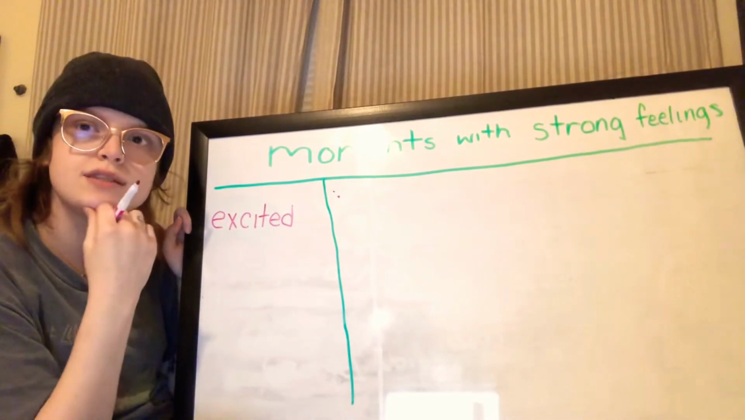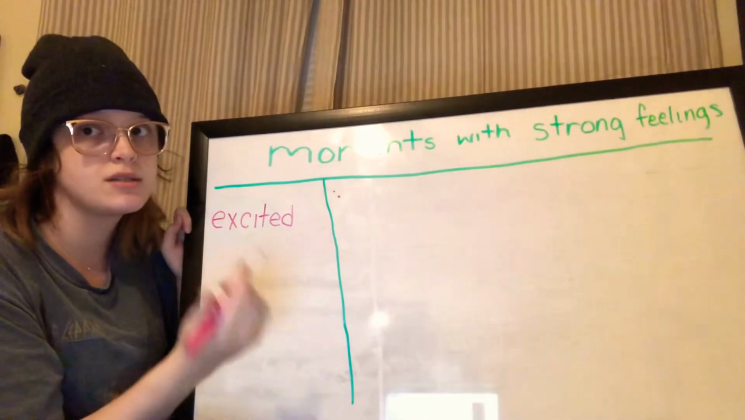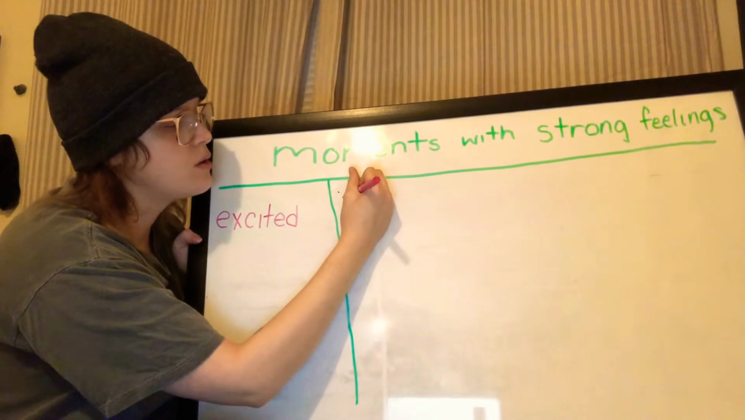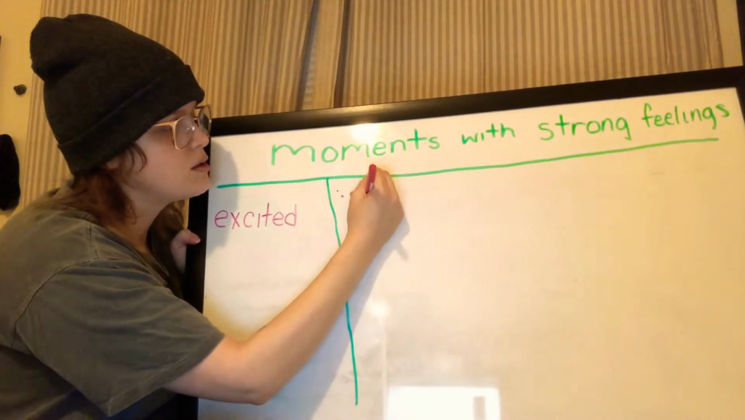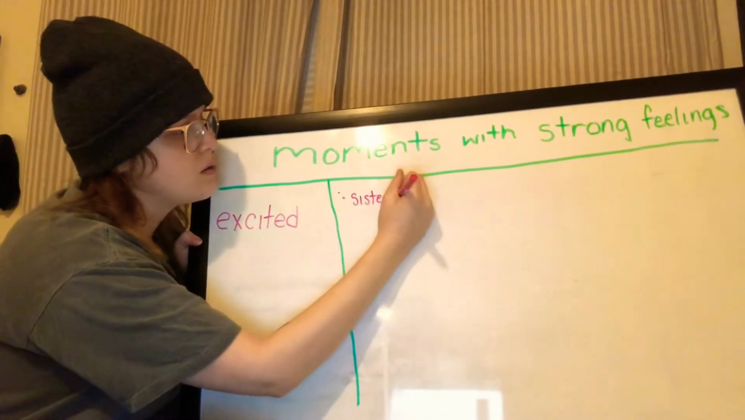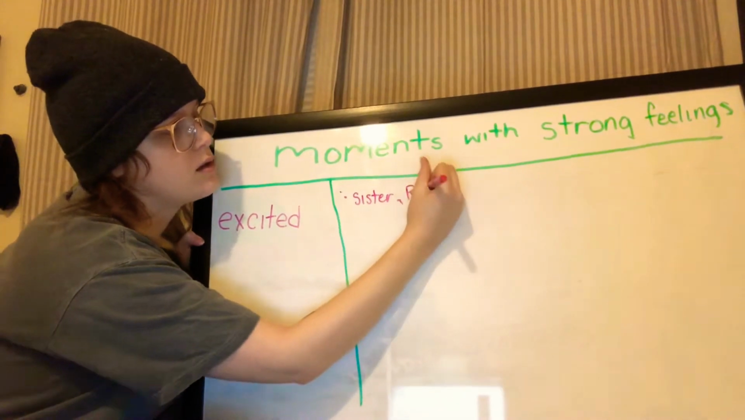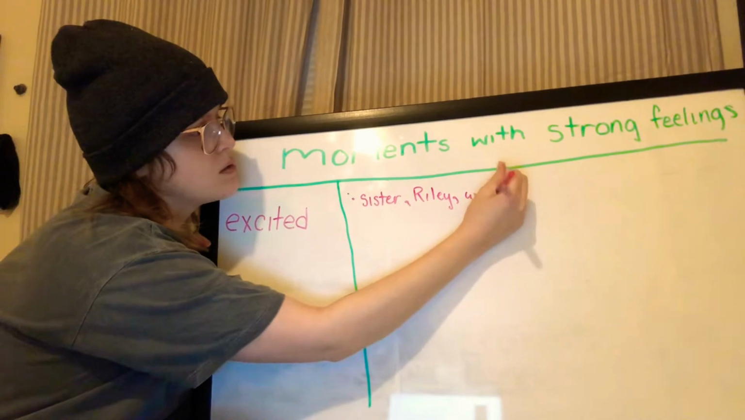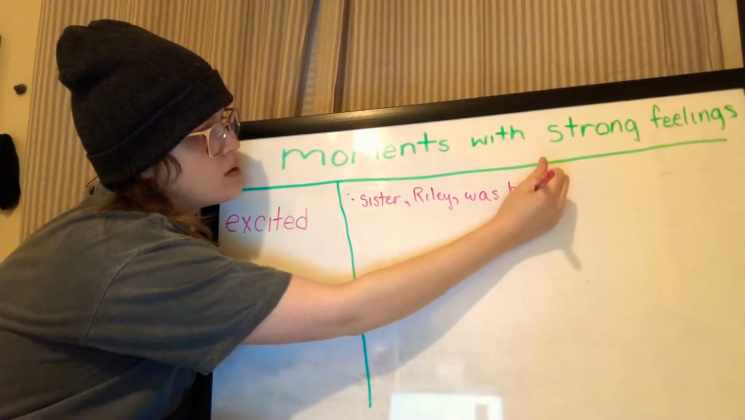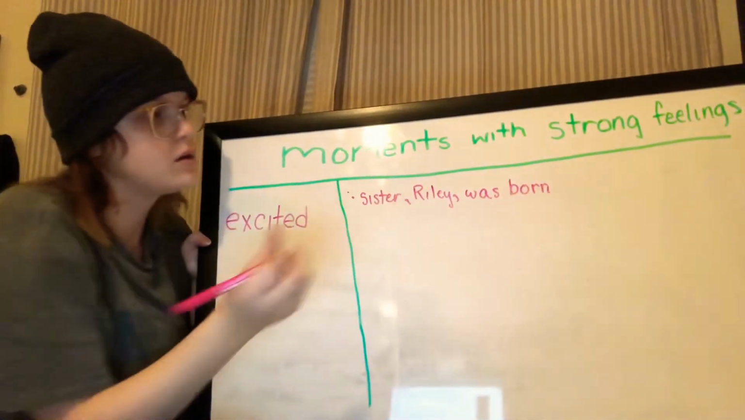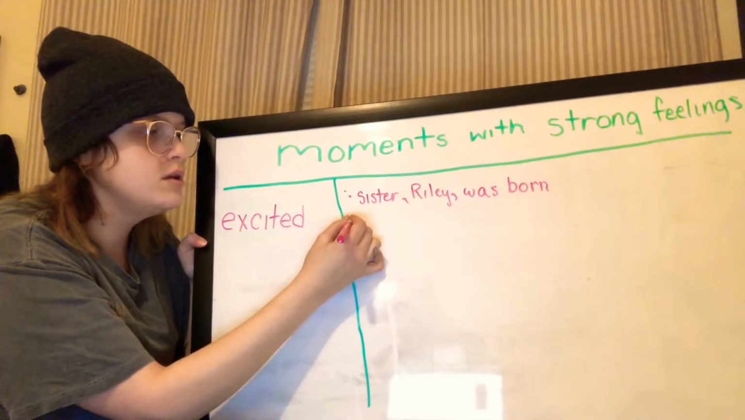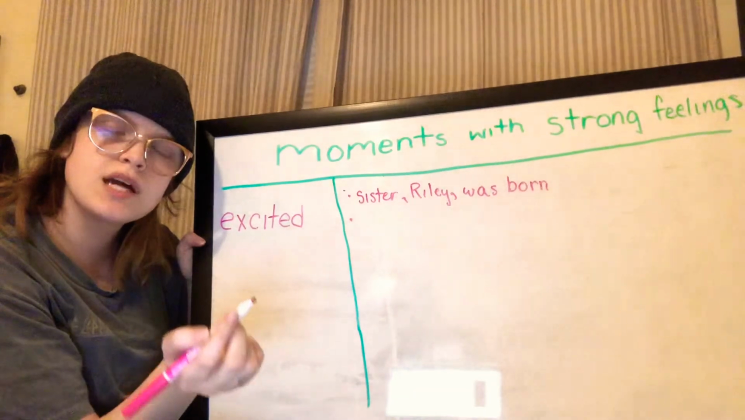Well, I was definitely excited when I was 12 and my sister was born. So why don't we put that? So, sister, her name is Riley, was born. Okay, so there's one. Now I'm going to think a little bit harder. When was I excited?